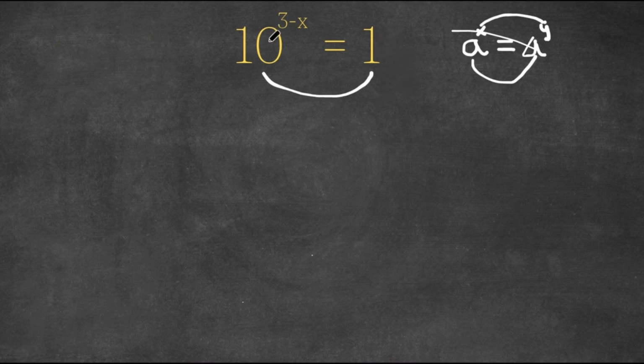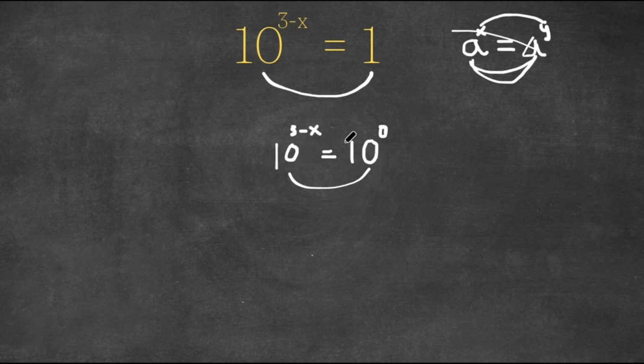Well, 10 to the power of what equals 1? 0, right? Because anything to the power of 0 equals 1. So we should change 1 to 10 to the power of 0, and this still equals 10 to the power of 3 minus x. Now notice how these two bases are the same, just like this one. And think of 3 minus x as x and the 0 as y.